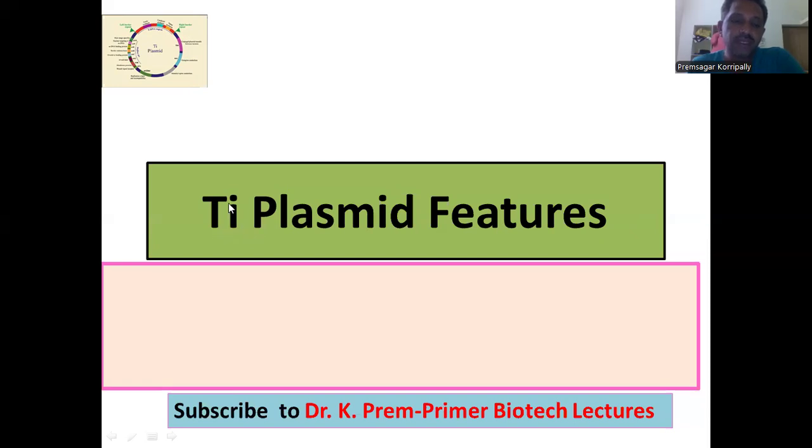Once the TI plasmid's T-DNA is transferred to the eukaryotic plant cell, it induces the expression of the genes which are transferred, and subsequently the plant cell will develop crown gall disease. So in this lecture we'll see what the different elements of the TI plasmid are and their functions in the development of crown gall disease.